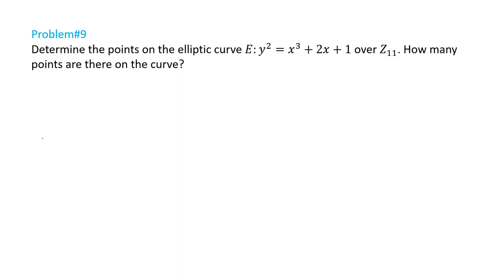This is a descriptive problem. Determine the points on the elliptic curve E defined as y square equal to x cube plus 2x plus 1 over Z11. How many points are there on the curve? You are asked to determine the points on this elliptic curve over Z11. This is a prime modulo elliptic curve, right?